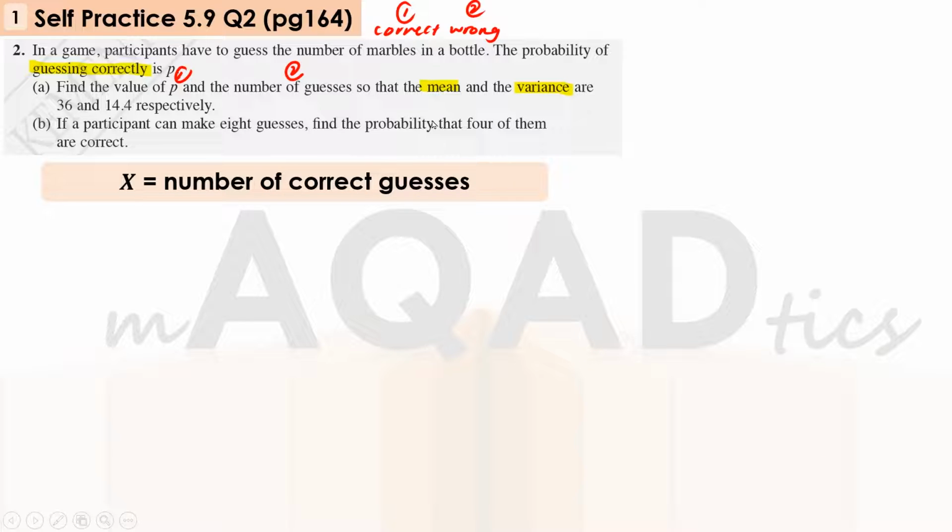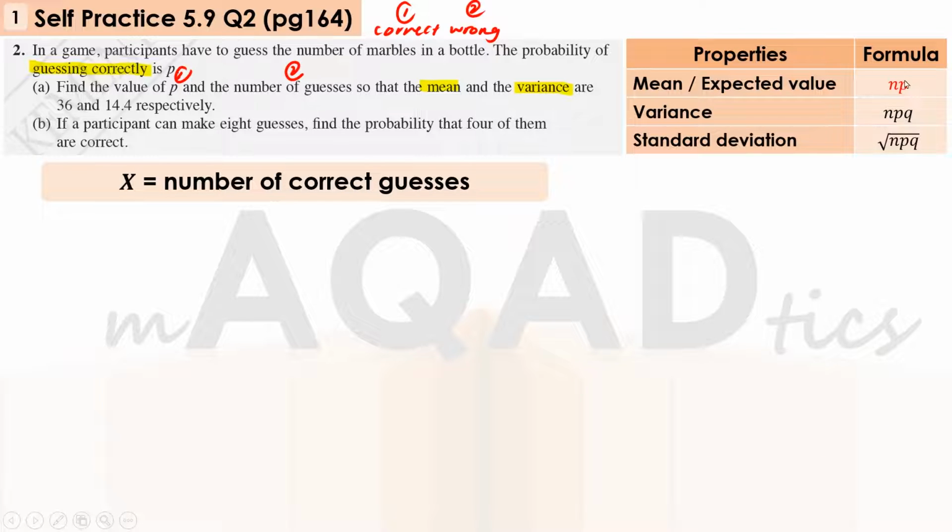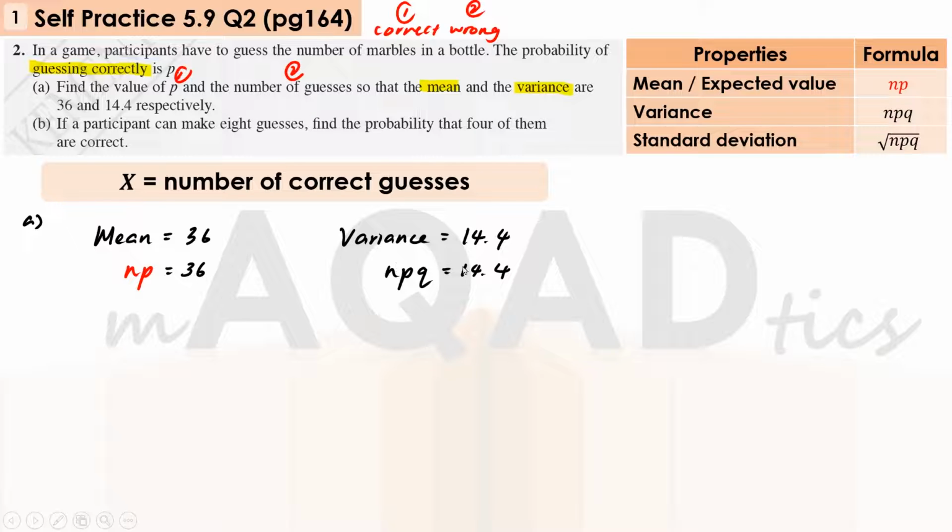Alright, so recall the formula for mean and variance would be np and npq respectively. So here we can form two equations. The mean would be np, which is equal to 36, and the variance, which is npq, equal to 14.4. Okay, I'd like to clarify that the number of guesses here is referring to n. So here we need to find two things: one is P, one is n, which is in red here.